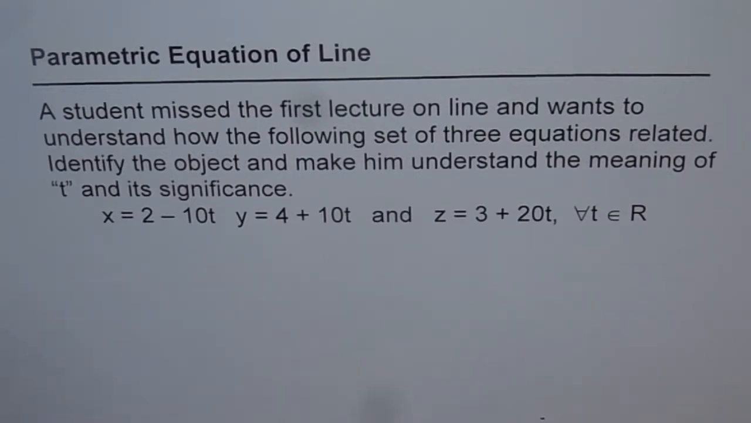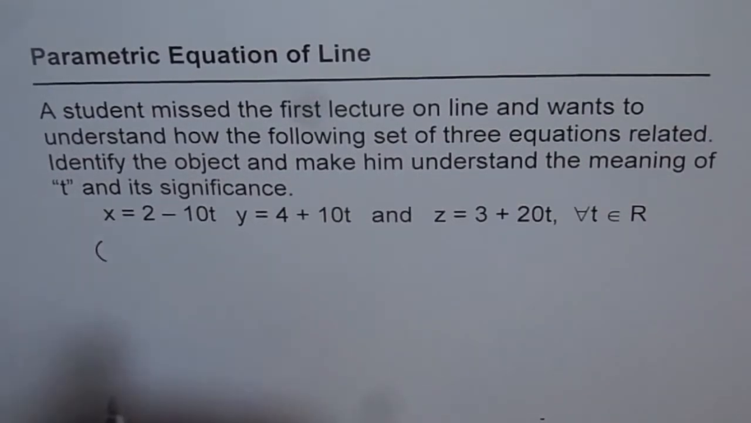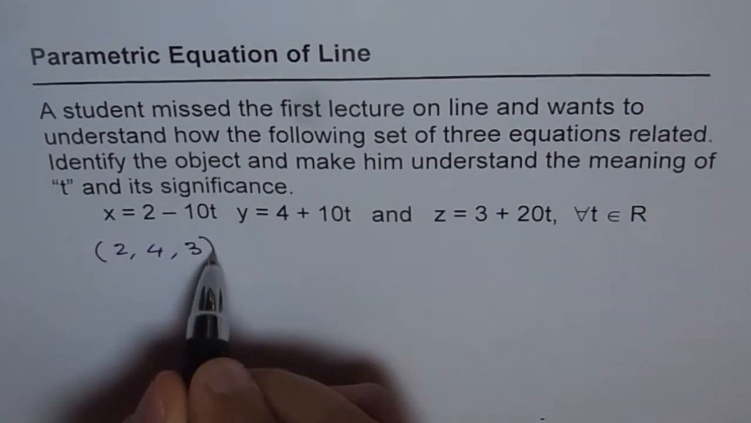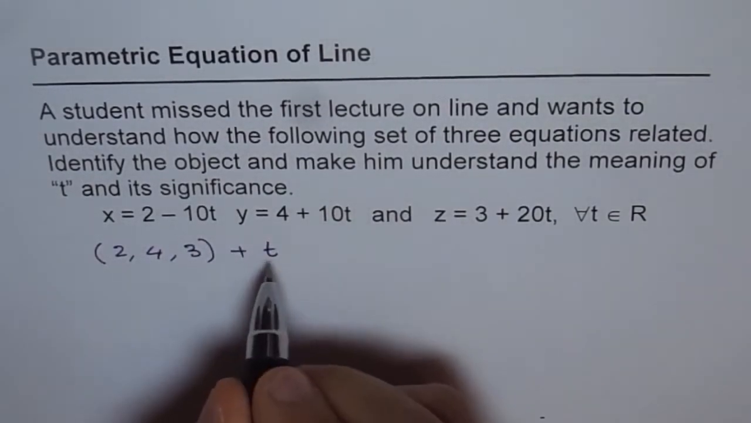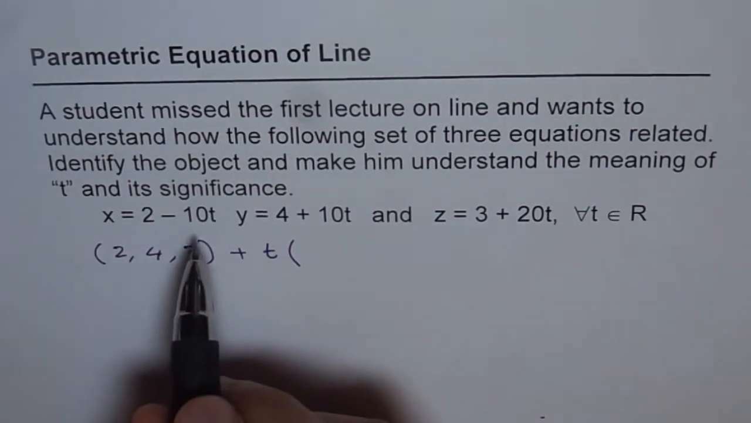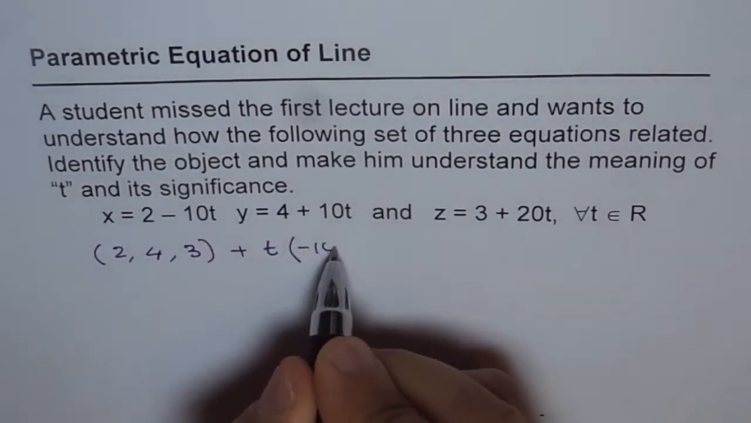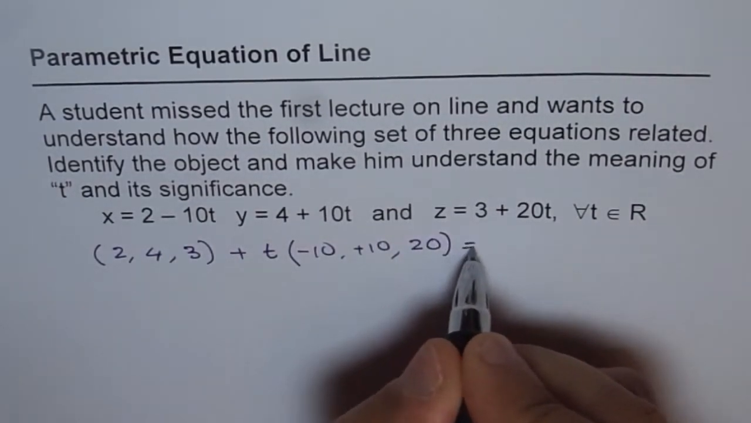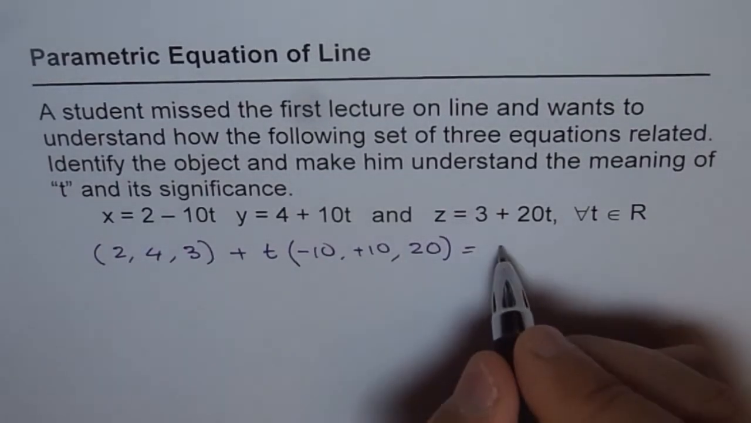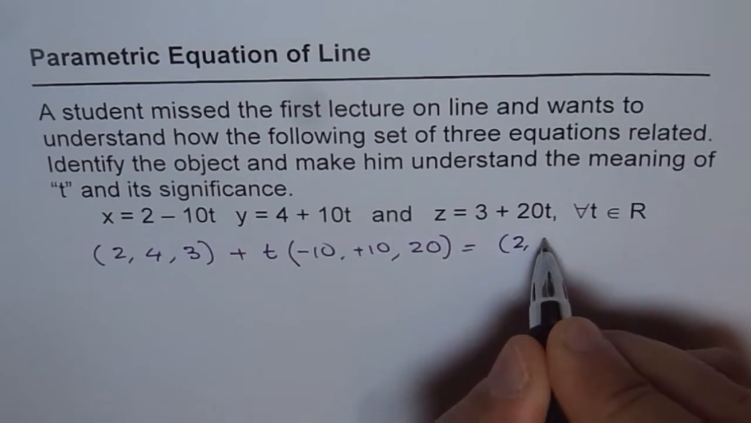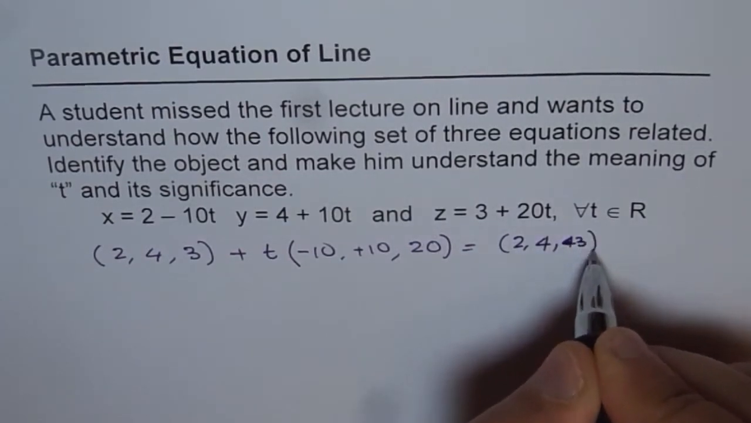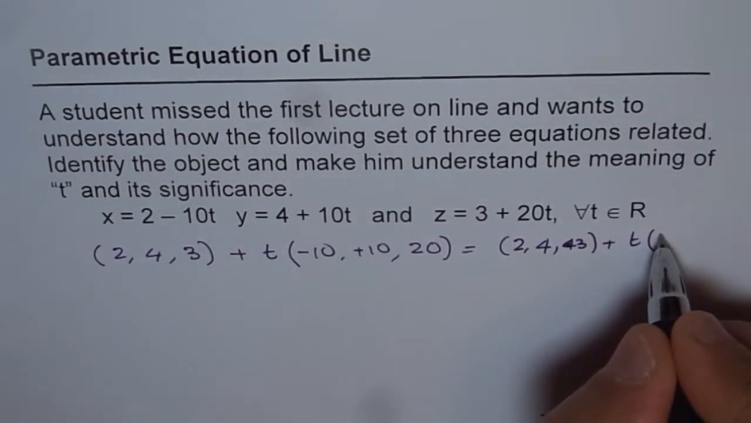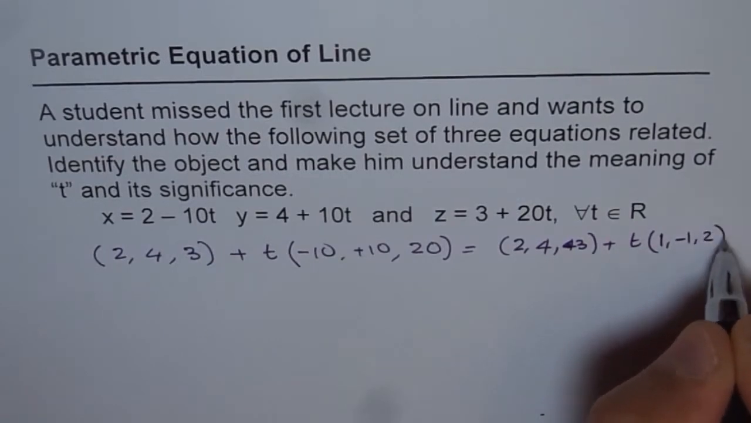So it actually says that there is a line which is passing through the point 2, 4, 3 plus a scalar multiple of the direction. The direction is given by minus 10, plus 10, and 20. Now as you know, direction can be simplified. So it's equivalent to saying that the line is going through the point 2, 4, 3 with the direction, and we can divide by minus 10 and get 1, minus 1, 2, right?